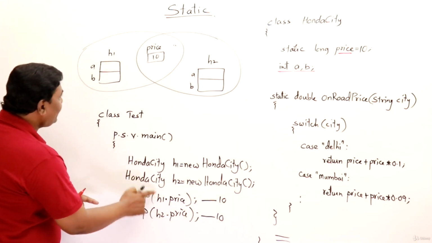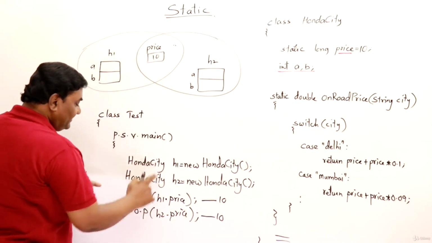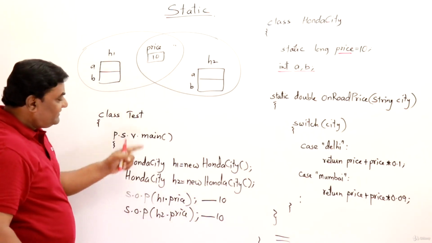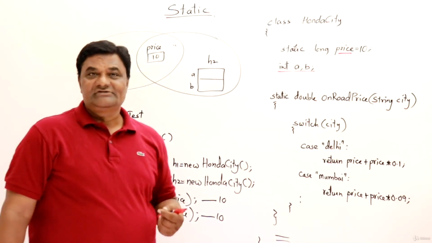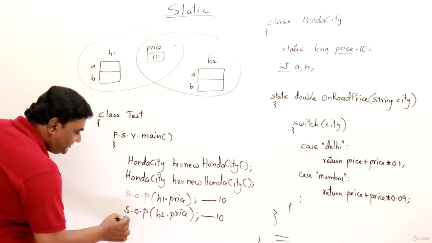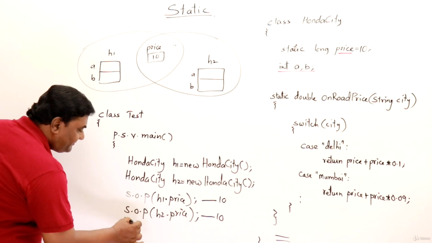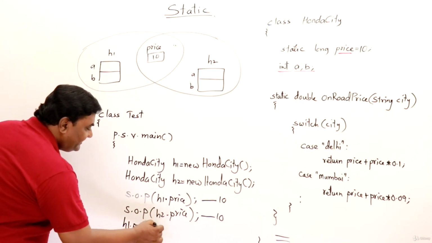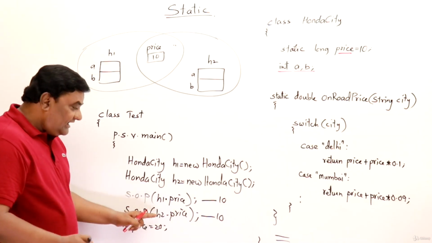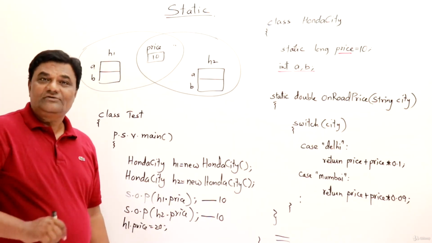When you say h1.price, h1.price, this one only. h2.price, h2.price, this one only. So both will share the same values. If suppose I am changing this one, h1.price assigned 20, then again if I print h1.price, I'll get 20. h2.price also I'll get the same thing, 20.